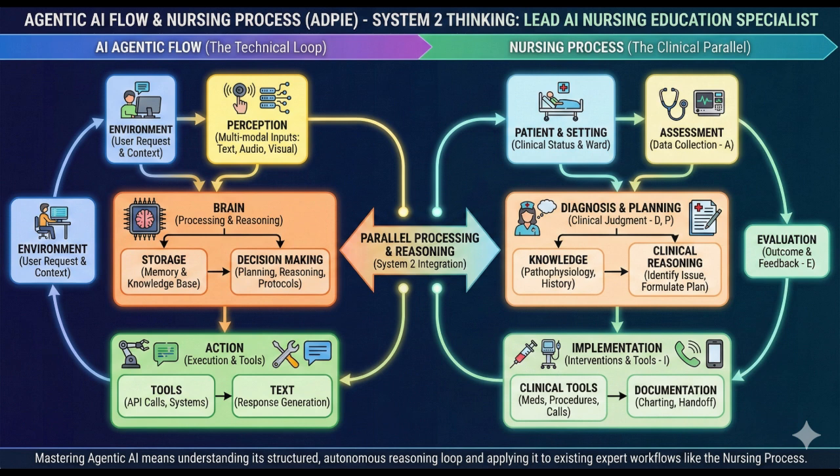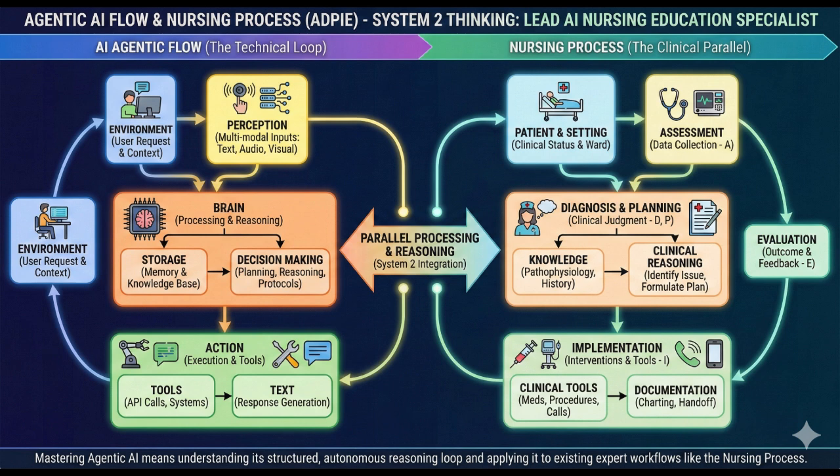The clinical parallel, diagnosis and planning, DP. Explanation: You use your clinical judgment. You pull from your nursing knowledge and formulate a safe plan of care. Example: You recall the pathophysiology of respiratory distress, knowledge. You identify the core issue as impaired gas exchange, and you plan to clear the airway and improve oxygenation, clinical reasoning. This is the exact critical thinking required when mapping out a clinical integrated map, CIM.